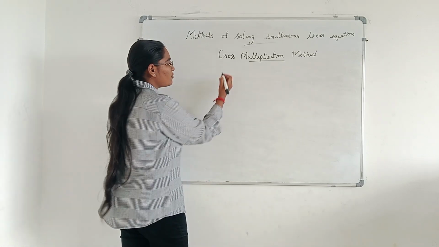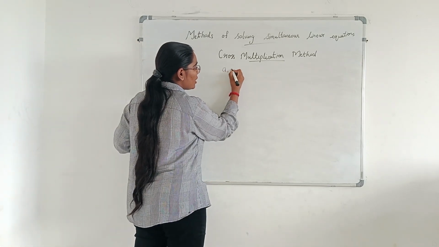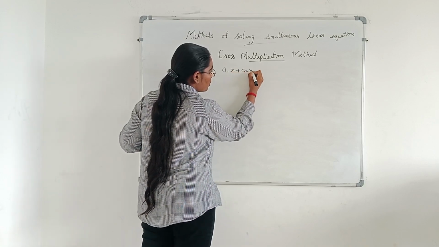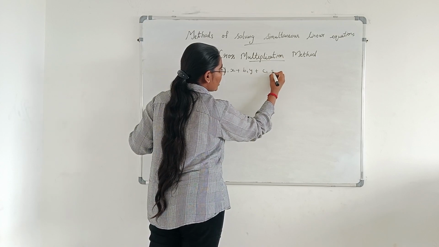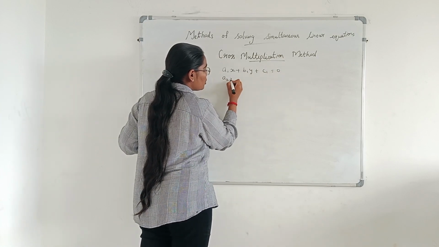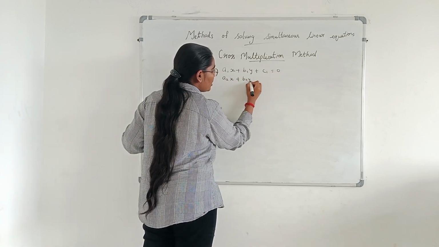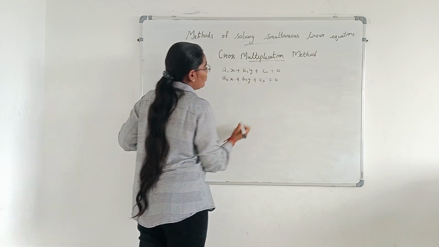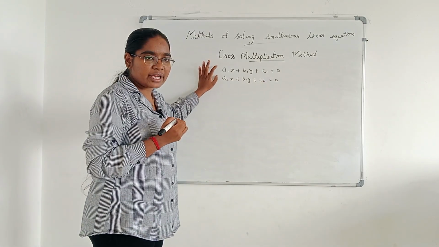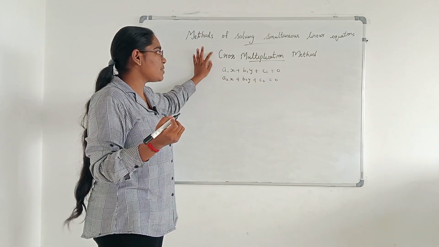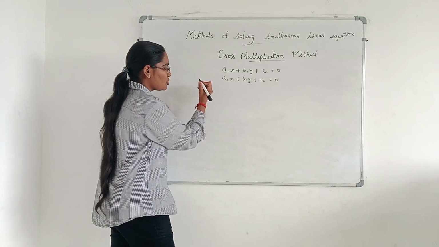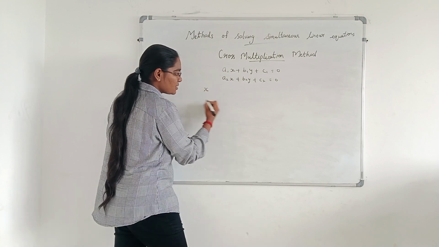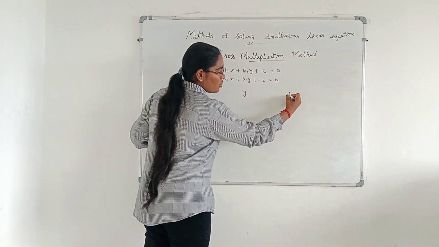Okay, so first consider two equations, a1x plus b1y plus c1 equal to 0, next a2x plus b2y plus c2 equal to 0. For solving these two equations, there is a formula in the cross multiplication method. First we are going to derive that formula. Okay, so first write like this: x, y and constant.